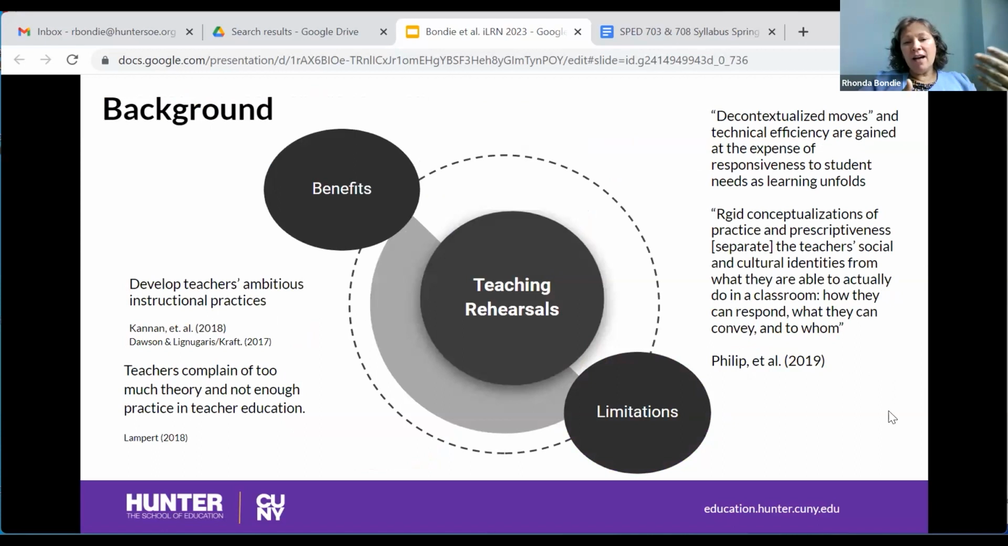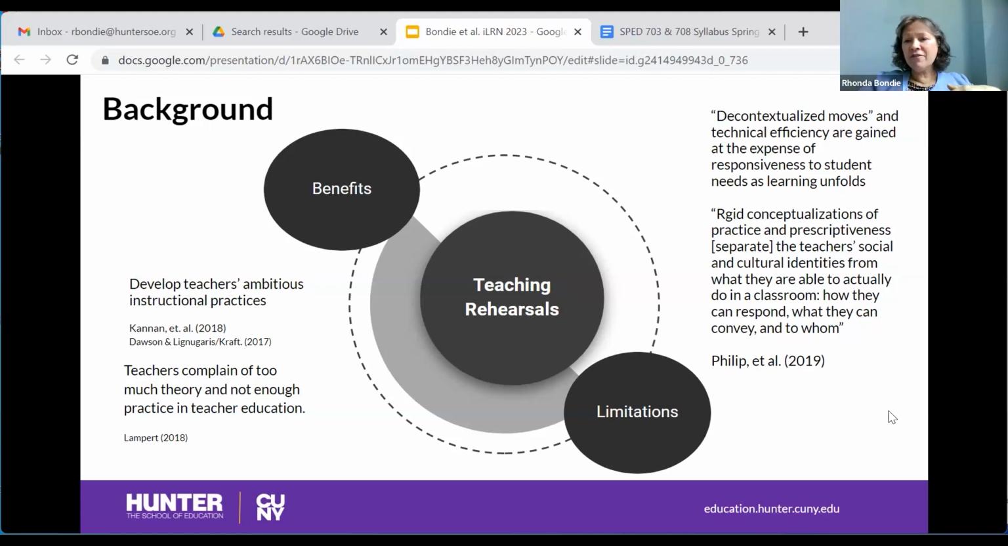There are some benefits. Teachers can develop really ambitious and complex practices through rehearsal and practice in teacher preparation. And teachers often complain that there's too much theory and not enough practice in teacher education. However, there are limitations, and critics are concerned about the decontextualized moves that happen when you're not in the real environment with a real context and real students coming with a history and lives to the learning.